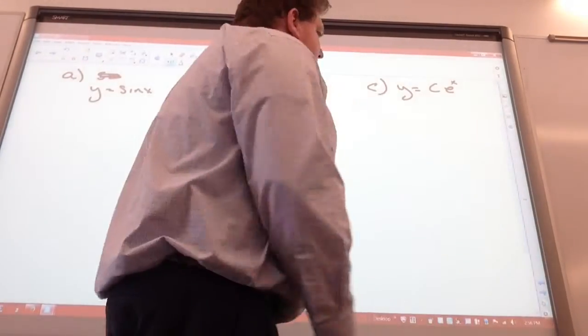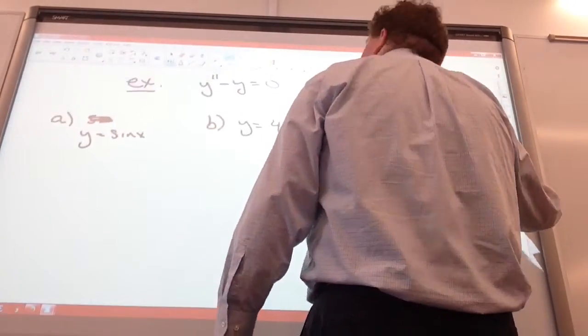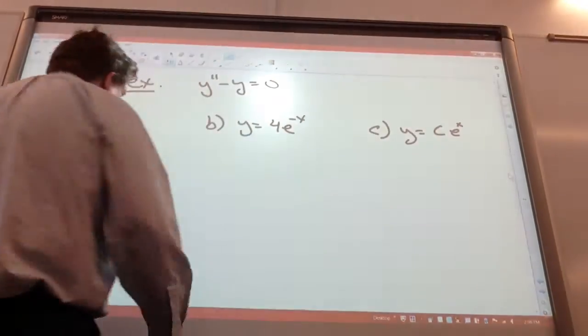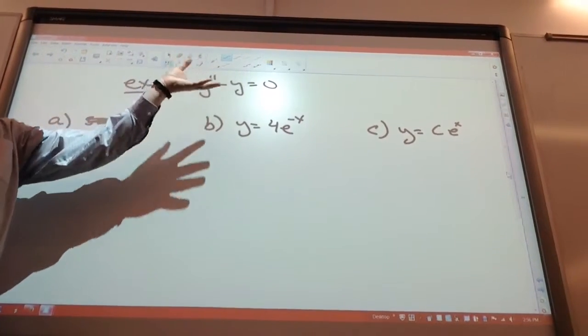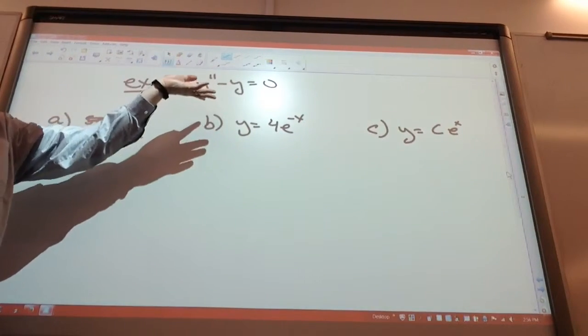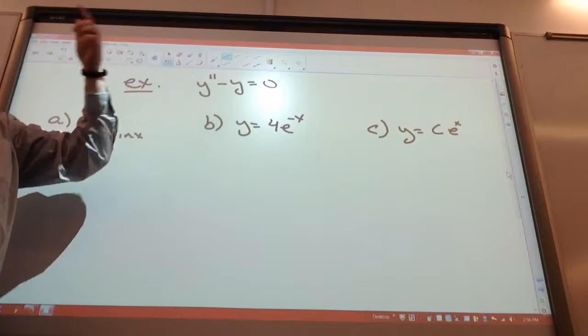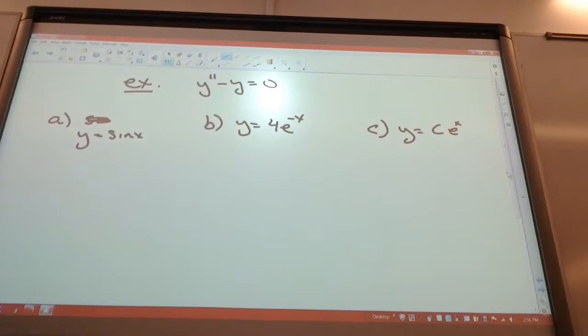Okay, so what we're going to do here is test each of these out and see which one works as a solution, that is, which one makes the equation written up there work. This is a differential equation because it's an equation involving a derivative, in this case y double prime. We're asking which of these has it where if I subtract y from y double prime, I get 0. Let's start with y equals sine of x.